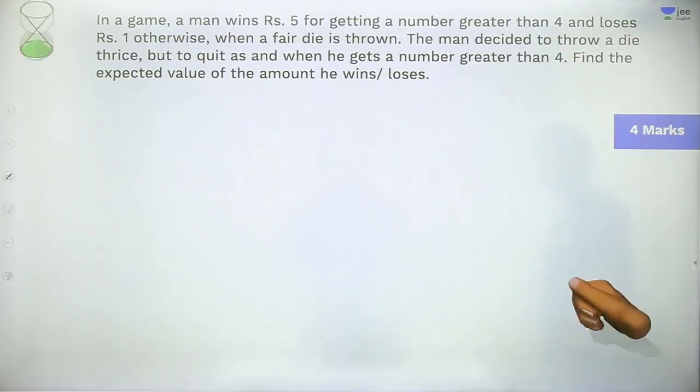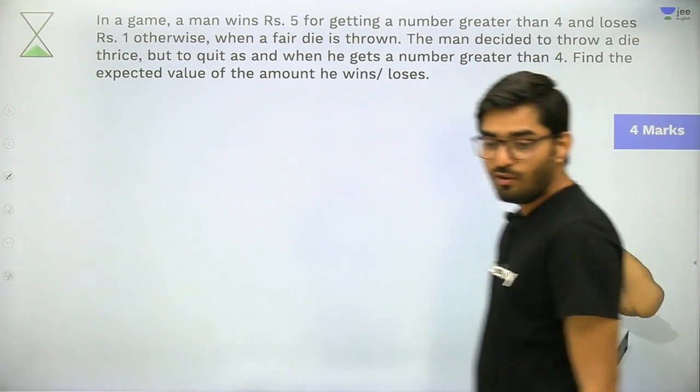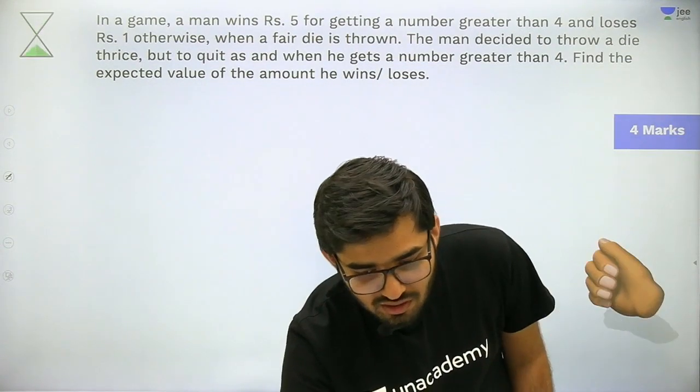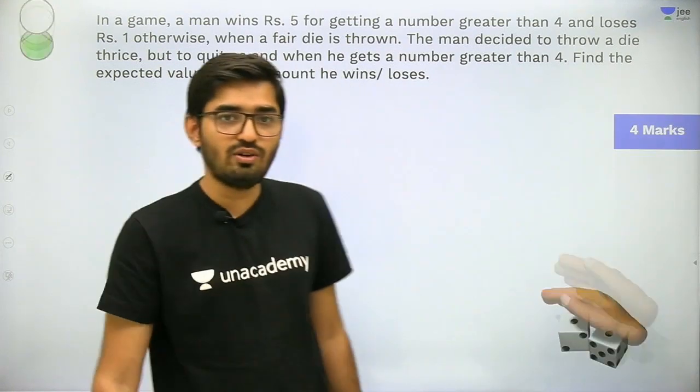Okay, next question. Next question is this. This was asked for 4 marks. A 4 mark question in probability. So how to solve this kind of question? Read the question once. All of you go through the question once.